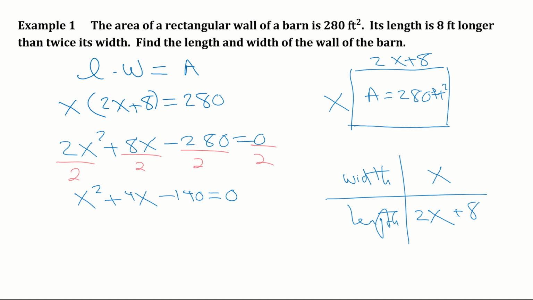So now we're trying to factor this trinomial. So we're looking for, let's use the big cross, we're looking for two numbers whose product is negative 140 and whose sum is positive 4.